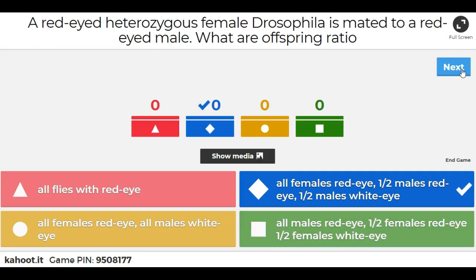The answer is all of the females will be red-eyed, half of the males will be red-eyed, and half of the males will be white-eyed, and this is because eye color in Drosophila is a sex-linked trait.